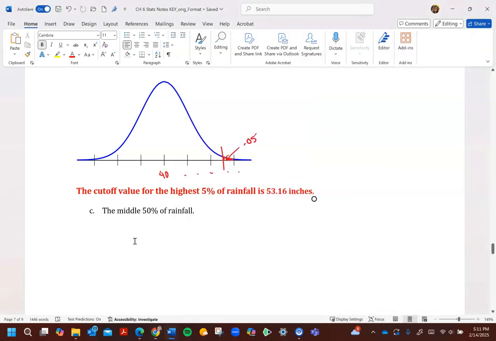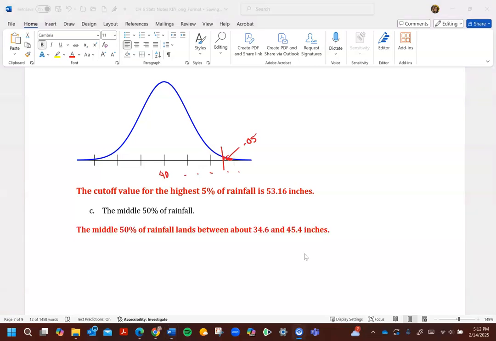So I'm going to just copy that and push it over here. And then I'll write it in a sentence. If you can write it in a sentence with meaning on your own, pause the video and then check back. So a sentence could be something like the middle 50% of rainfall lands between about 34.6 and 45.4 inches. I've just rounded off those values to the nearest two places, but when I rounded, it would be actually, I can write that in there as 0.